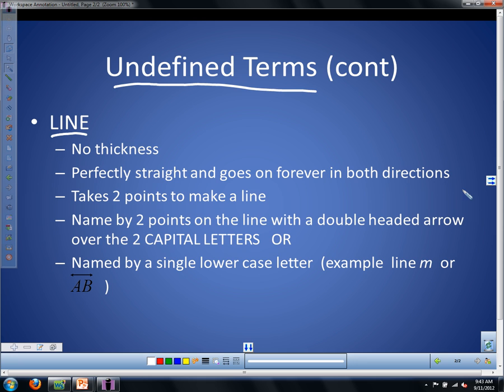Cassie, you with us? This is important. You need to write this down. So our technical definition: no thickness, it's perfectly straight and goes on forever in both directions.